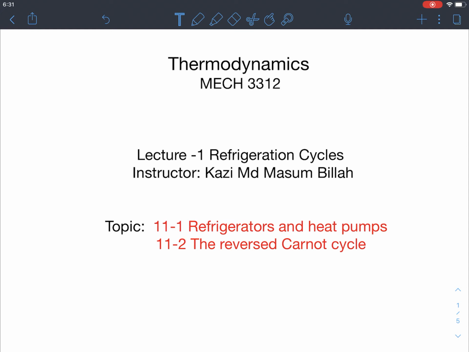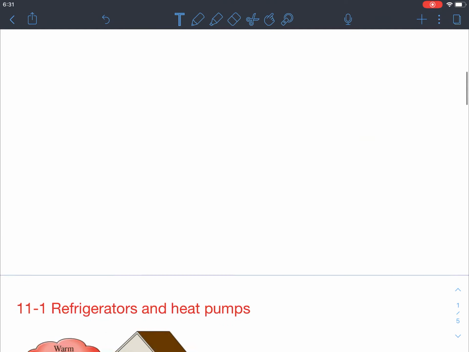I'm following the textbook Thermodynamics: An Engineering Approach. The chapter number is 11. So today we are going to talk about the refrigeration cycle: the basic definition of a refrigeration cycle and what the key components of a refrigeration cycle are. Okay, so let's go ahead and take a look. What are the things that we need to know in this refrigeration cycle?